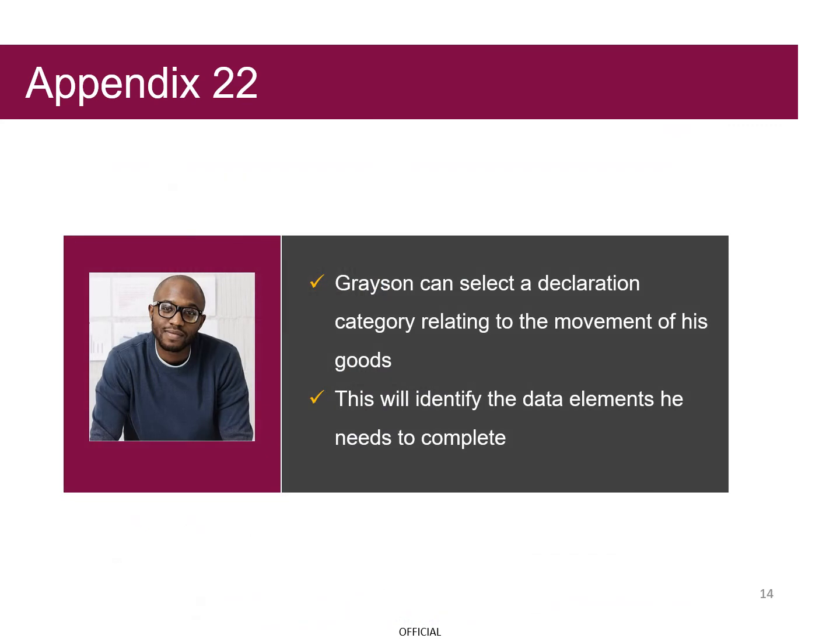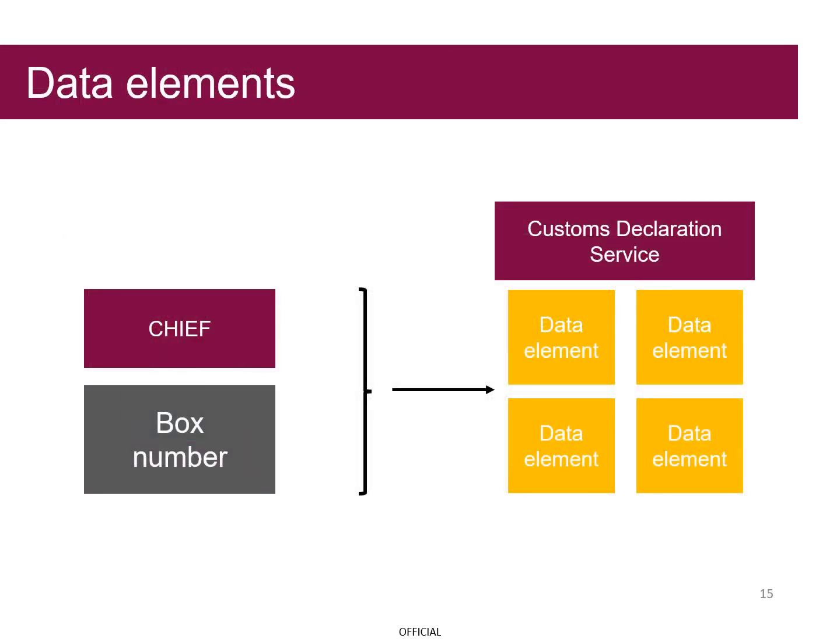Grayson can then select a declaration category relating to the movement of his goods. In turn, this will identify the data elements he needs to complete on his export declaration. The Customs Declaration Service requires completion of data elements, which replace the boxes on the Customs Handling of Import and Export Freight or CHIEF system.